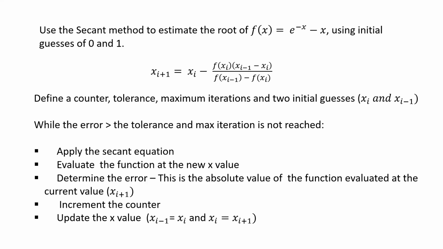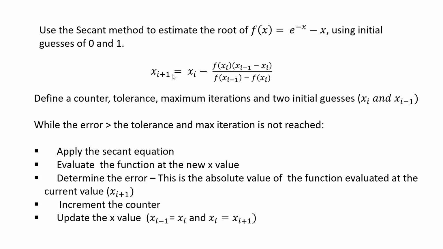Hello, this is a video on how to use the secant method to solve the problem in GAMS. We have the function f of x equals e to the power of minus x, and we are to use the initial guesses 0 and 1, because for the secant method you need two initial guesses. So this is basically the secant method.